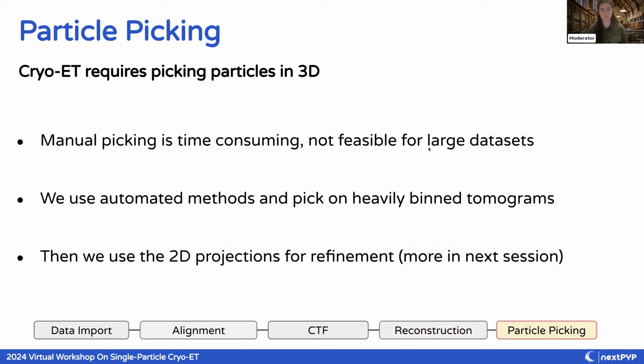Finally for this step, and then we'll show you a couple special features of our pre-processing block, but finally for this pipeline of pre-processing, we're going to talk about particle picking. Cryo-electron tomography methods currently require you to do your particle picking in 3D. Manual picking in 3D is time consuming and it's really not feasible for large data sets. So we try to move towards using automated methods and pick on heavily binned tomograms to save time and space. And after particle picking, you'll see more in the next talk, but we use 2D projections for refinement.